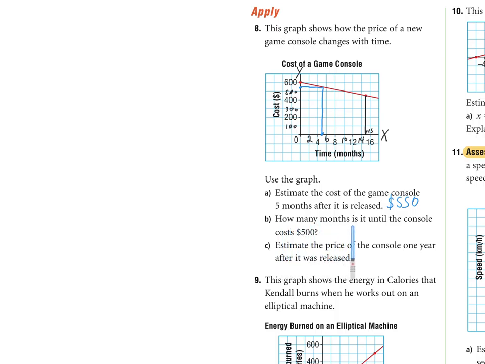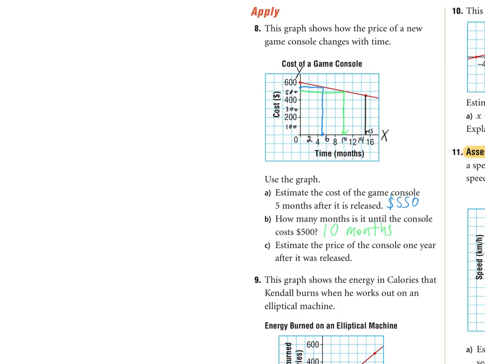How many months is it until the console costs 500? So they're telling us when it costs 500, how long did that take? So we can start to figure that one out by starting here at the $500 mark, coming across till we hit the line right here, coming straight down here, and that's at 10. So we can clearly see that it took 10 months to go down to $500.